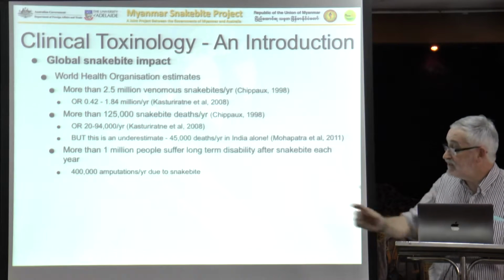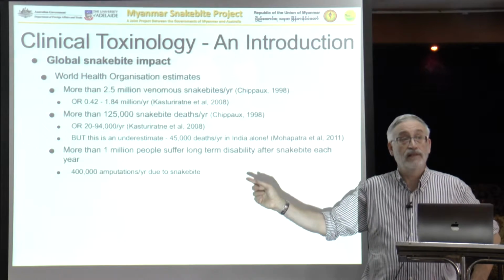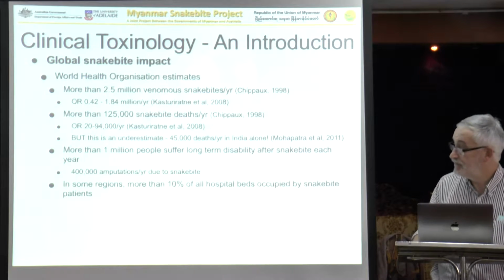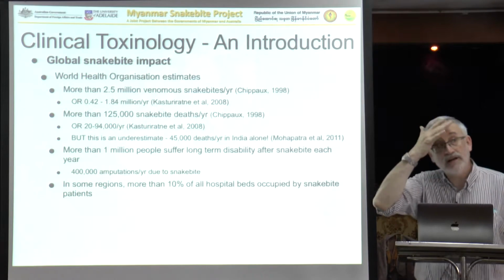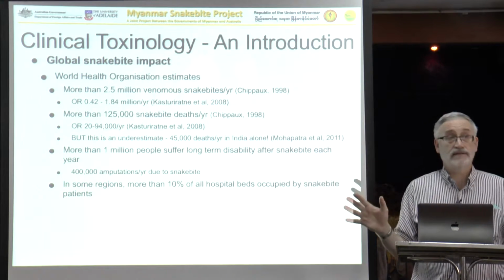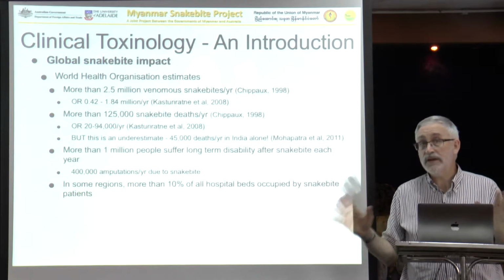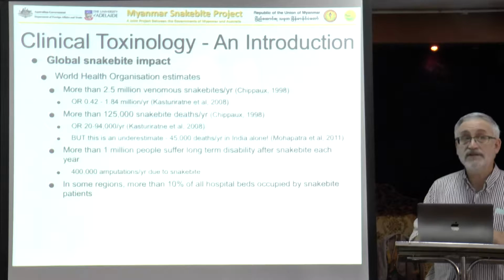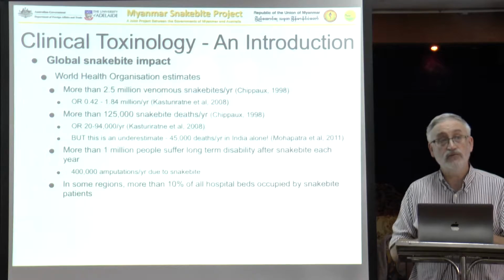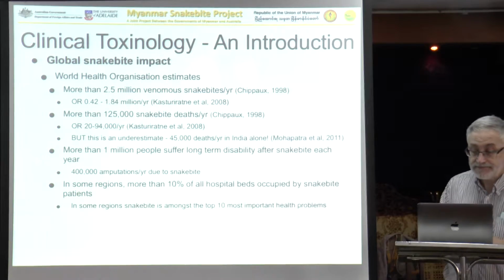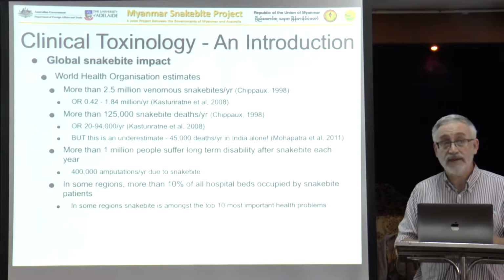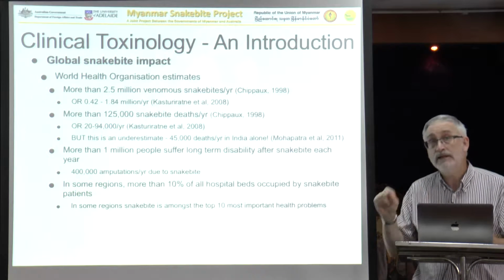To put that in perspective, that is nearly 10 times the number of amputations per year as those caused by landmines. In some regions, snakebite occupies a large percentage of hospital beds. And you know that. In your own hospital, the hospital we stand in now, we know that snakebite is the predominant reason for people to be here with acute renal failure. Snakebite is or has been among the top 10 causes of death in some parts of the world, and that includes your country.